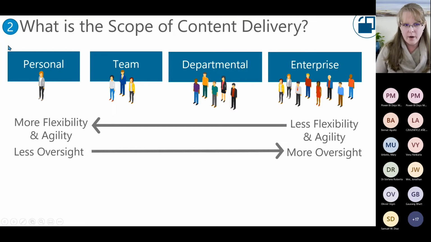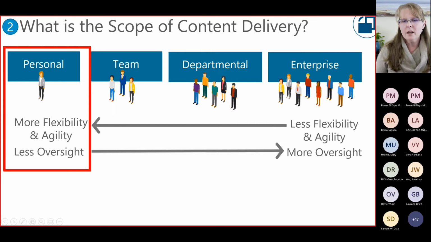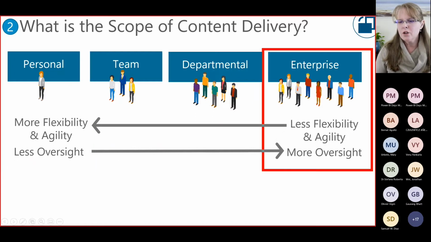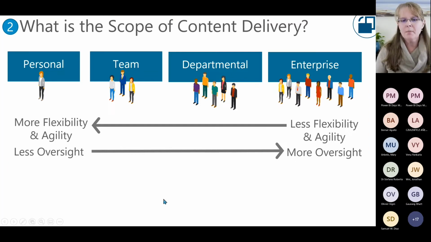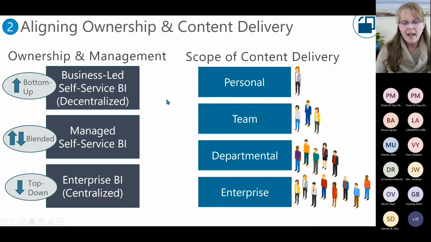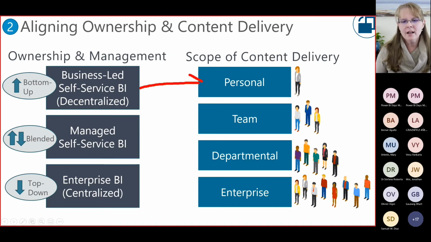Personal BI, way over here on the left, well, we're not going to impose a lot of governance decisions on personal BI, because that should be for me, myself, and I. Enterprise is huge. We're going to have quite a bit more oversight. And team and departmental BI is somewhere in the middle. And you can imagine that a business-led or decentralized solution, it's being published to a small group of people, no problem. Enterprise BI publishing content to the entire org, no problem.